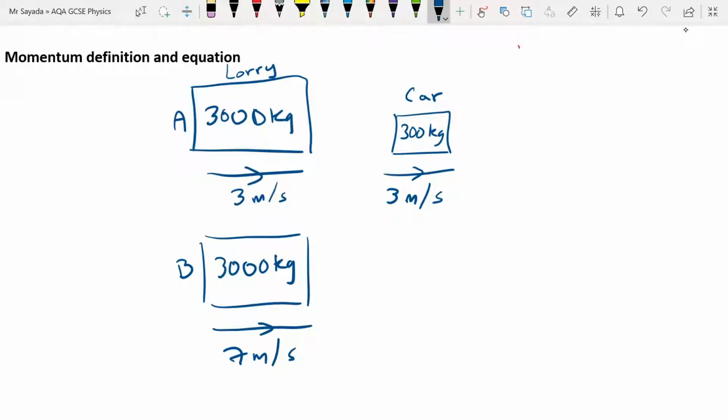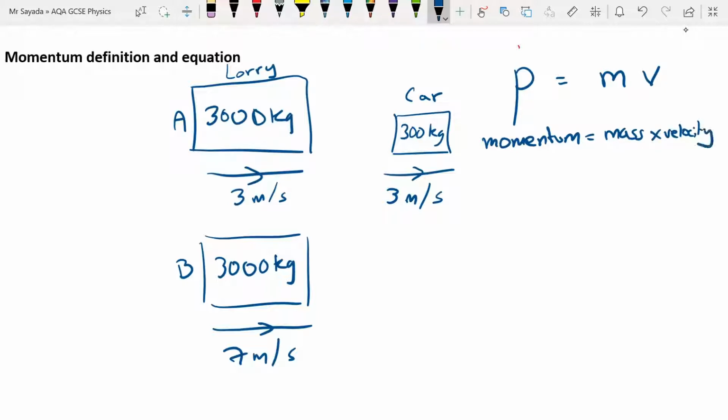So both the mass of something and the velocity that the thing is going make it more difficult to stop. The heavier it is, the more difficult to stop. The faster it's going, the more difficult to stop. And momentum is a mixture of those two things. So momentum is mass times velocity. So we use the letter P for momentum, M for mass, and V for velocity.